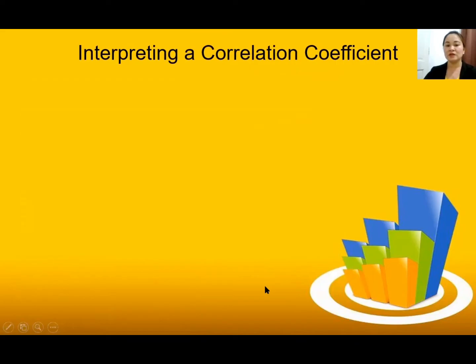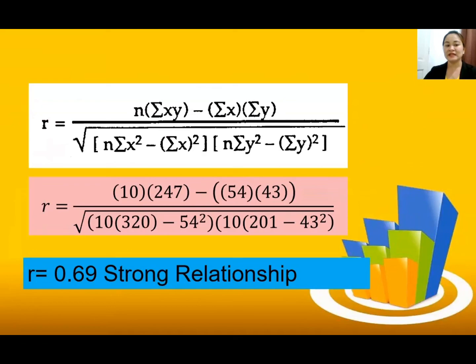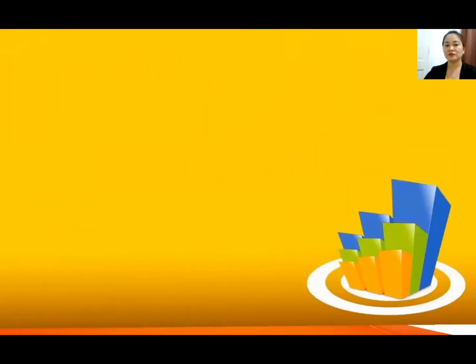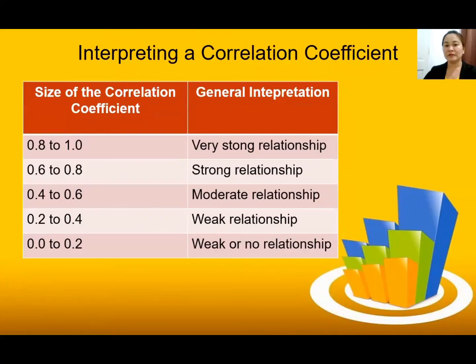So as we recall, the r here is 0.69. This is a strong relationship. So this is an example of how you're going to solve a correlation Pearson product moment r.